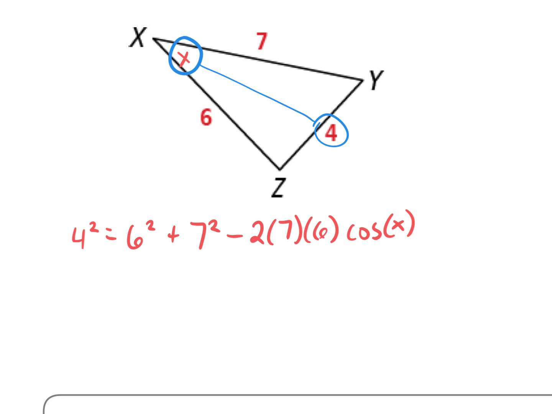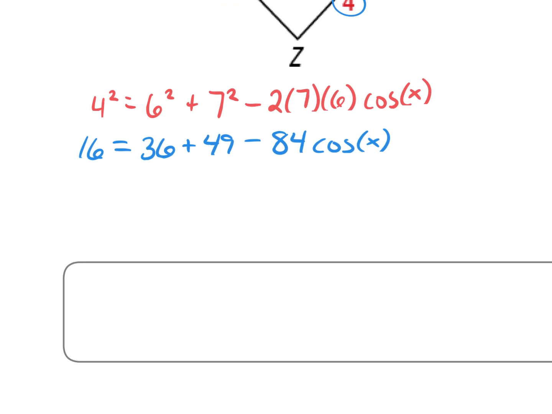So, take it one at a time. What's 4 squared? 16. What's 6 squared? 36. 7 squared? 49. Multiply those terms together. We get 84. And then we still have cosine of x. Now, let's focus on that right side there. How can I simplify? I want to combine those like terms. Yep, combine these two right here. What do I get when I add those together? 16 equals 85 minus 84 cosine of x.